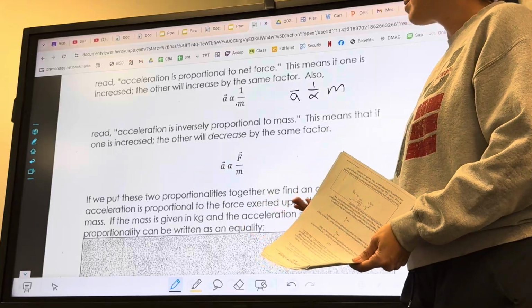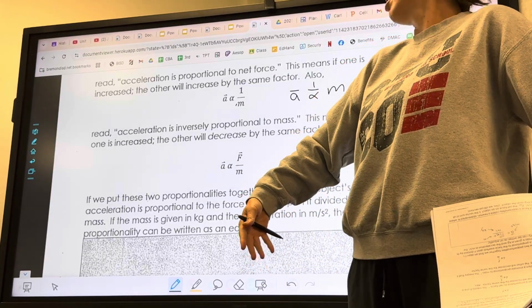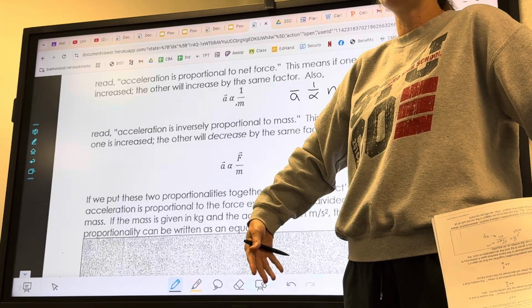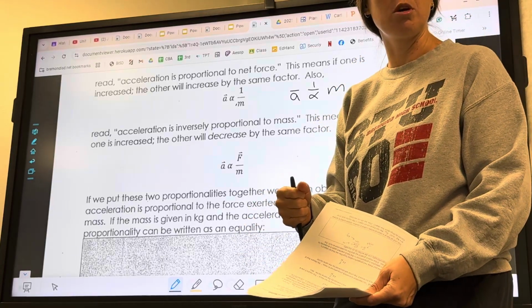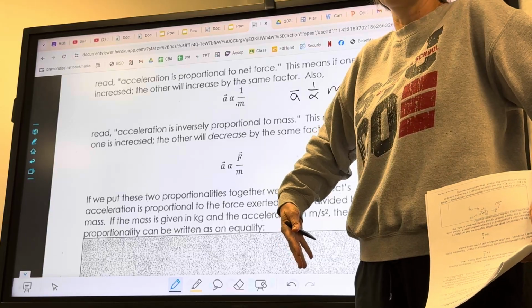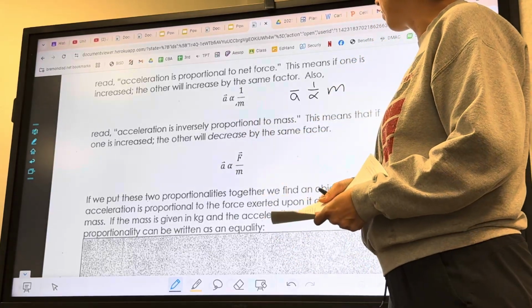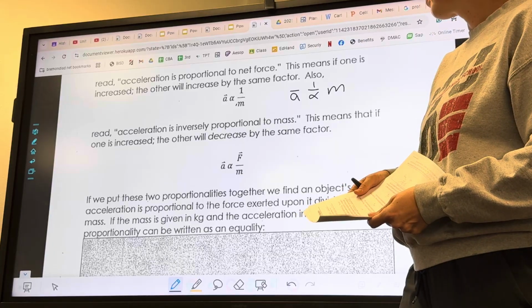So that makes sense because when I'm way bigger and you push on me, do I accelerate that much? No, but when I'm smaller, you push on me and I accelerate a lot. So mass is inversely proportional to acceleration and force, and we'll draw that in a little bit. Good.